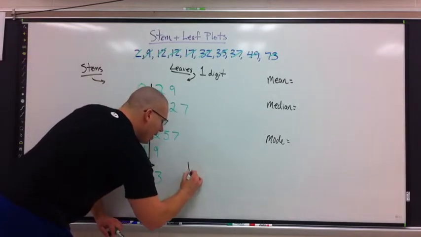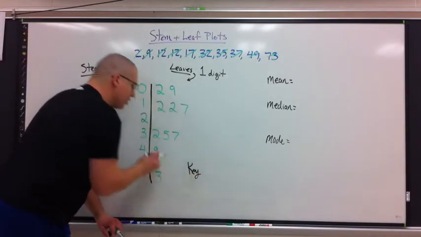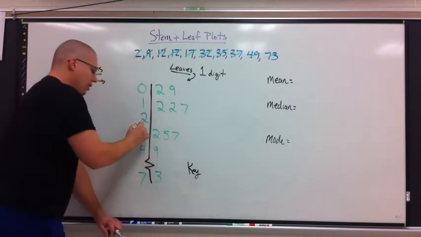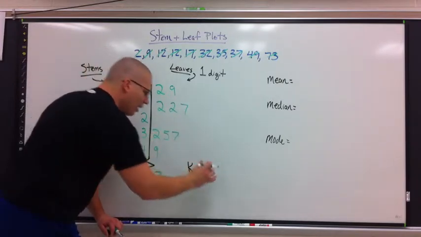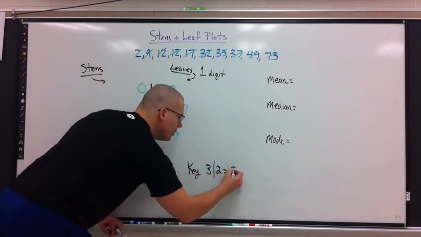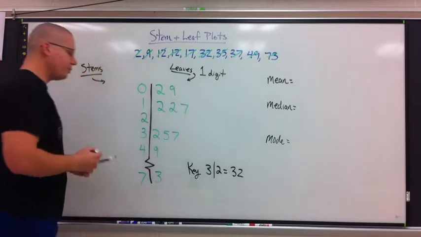I'm not quite there. I need a key, so someone can read this and understand what it says. So I'm going to take a little section out, cut this out. 3 bar 2 is equal to the value 32.